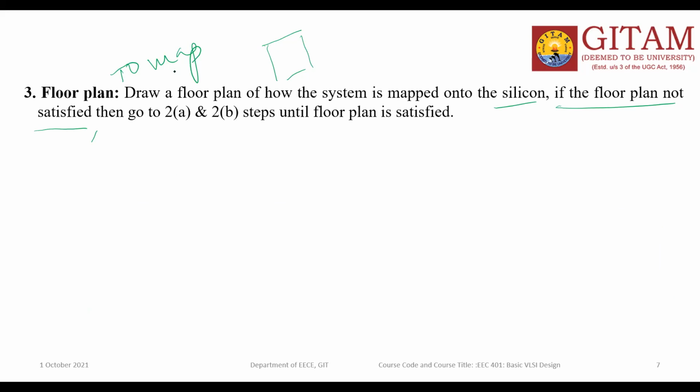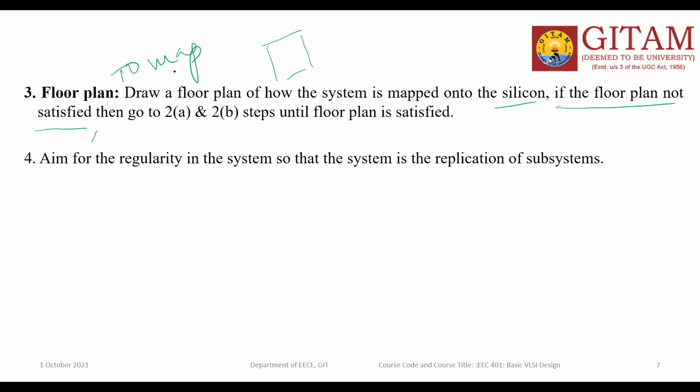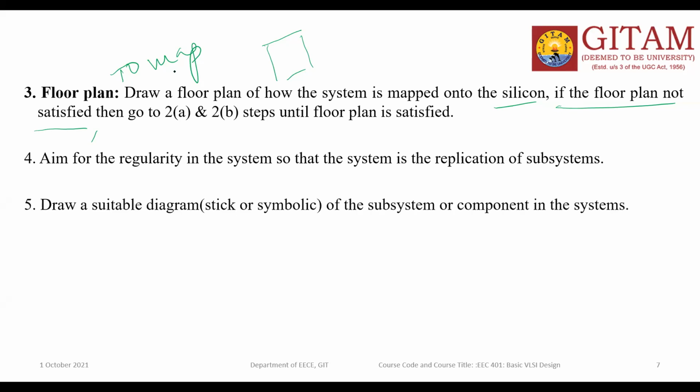So that is the third requirement. Then the fourth requirement is to aim for regularity in the system. So that system is the replication of subsystems in the design, definitely, as I told you. So the next step is, after floor planning, you keep in your mind that regularity should be maintained in the system design. And the fifth one is to draw the suitable stick or symbolic diagram of the subsystem or component of the system.